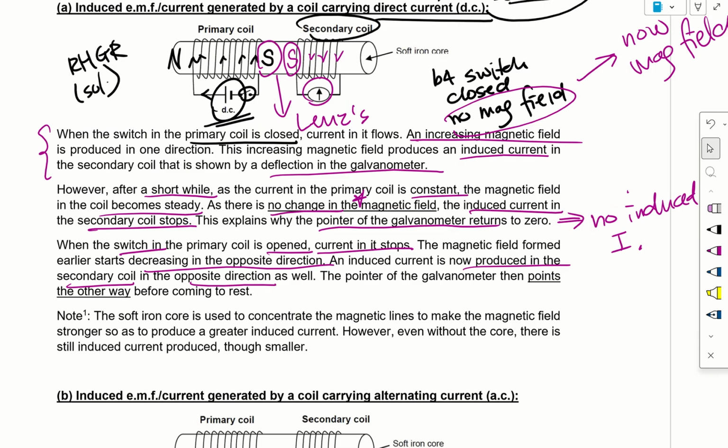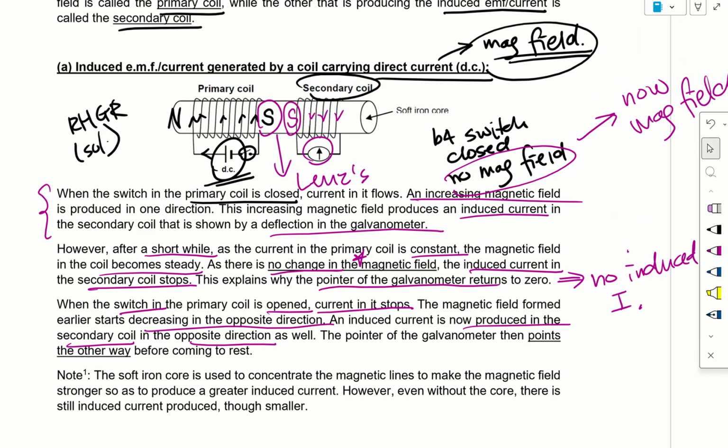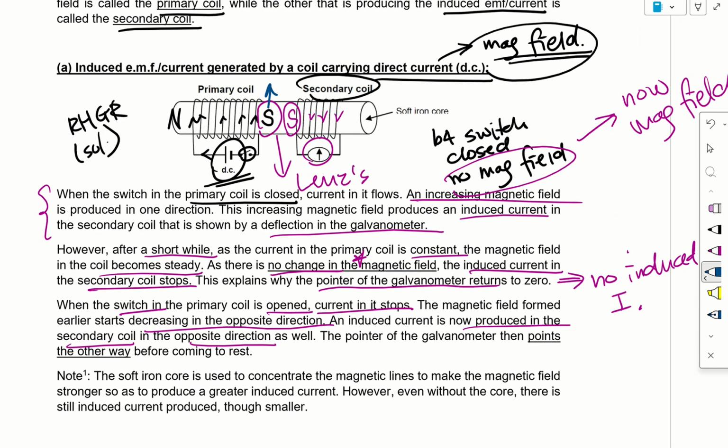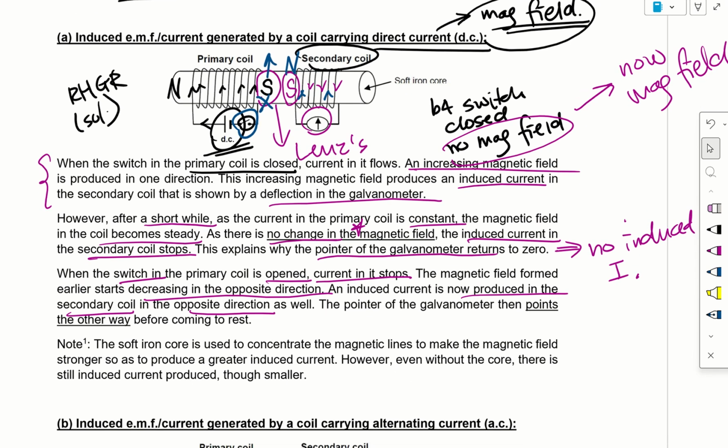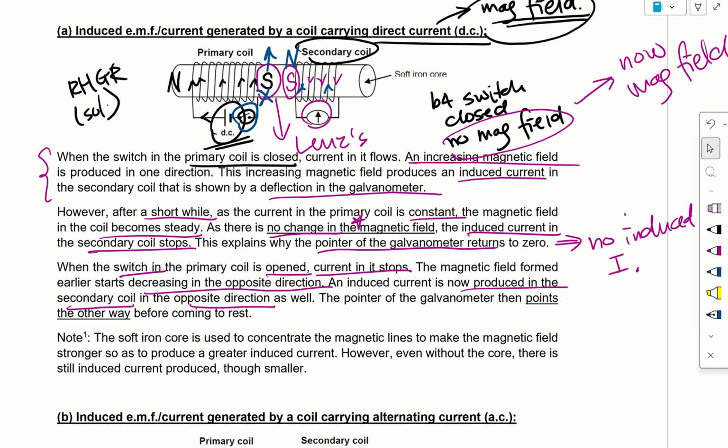So why is it in the opposite direction? Because previously there is a south, but now that I open up the switch, there will be no more current flowing, so there will be no south pole produced here. So no south pole produced, then this will become a north, so as to resist the south that is sort of leaving it. Therefore, the direction of the current will now change, and now the galvanometer will register a different direction.